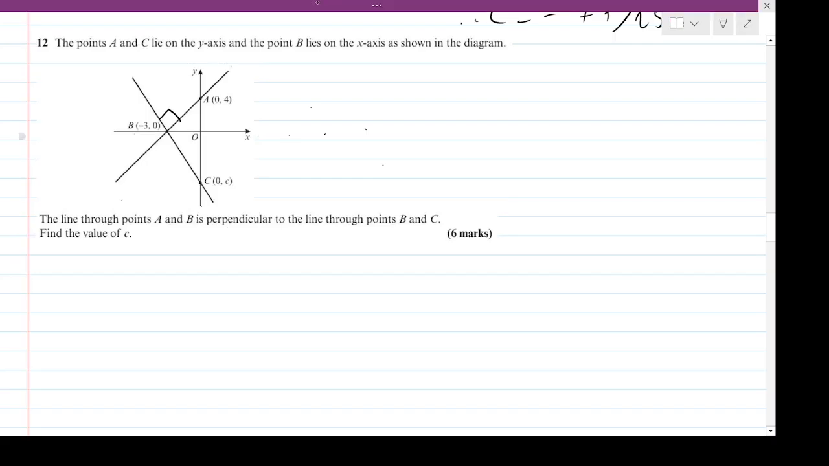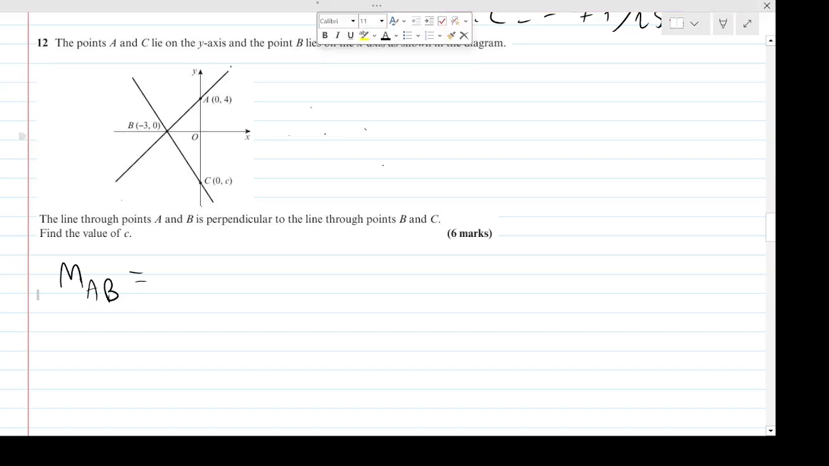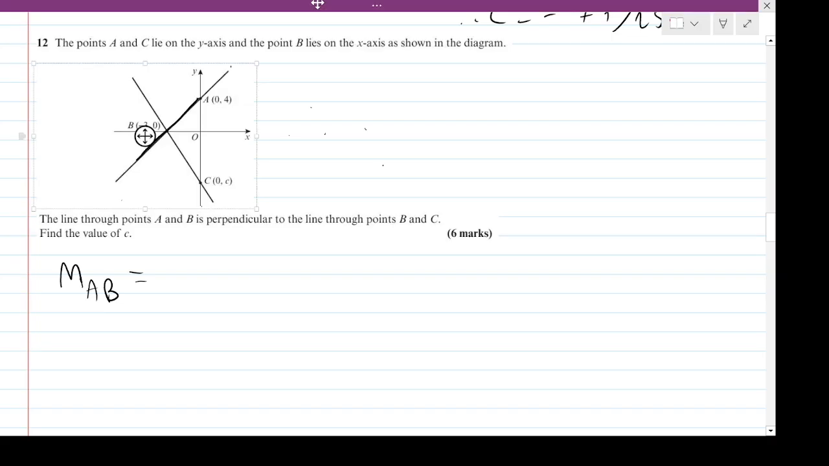So firstly, we know what points A and B are, right? 0, 4 and minus 3, 0, so I can compute the gradient. So I'm going to call that the gradient m of AB, okay? So a subscript, the smaller letters AB under the m, which means the gradient between points A and B. Well then, the gradient between points A and B, which is also the gradient of this line, well, it's just change in y over change in x, isn't it?